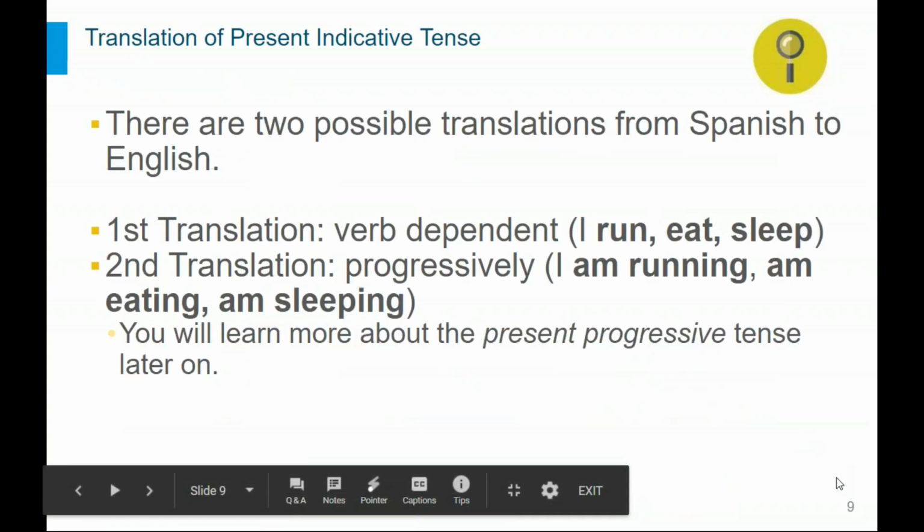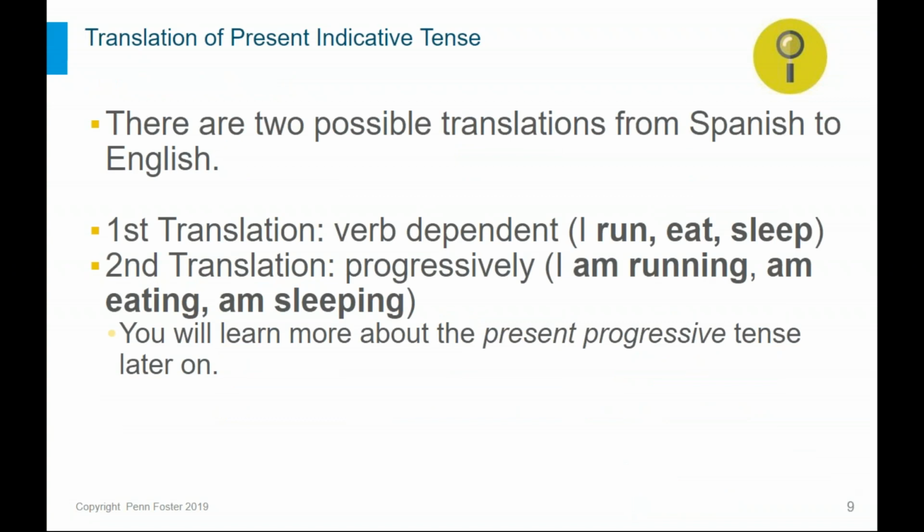All right, so as we continue with the present tense, we'll now look at its translation. And it could translate two possible ways. The first way, quote unquote, as itself, or verb dependent. So it depends on the verb, and you see some examples there. In English, I run, I eat, I sleep. From Spanish to English, it's going to sound different depending on which verb we're dealing with. There's not really one clear-cut translation.